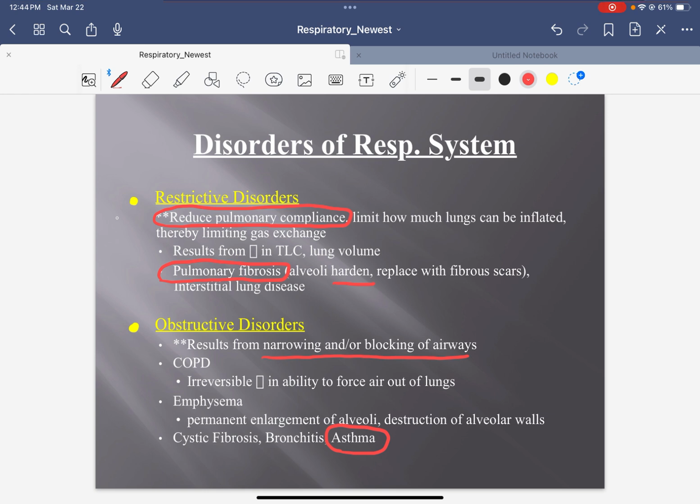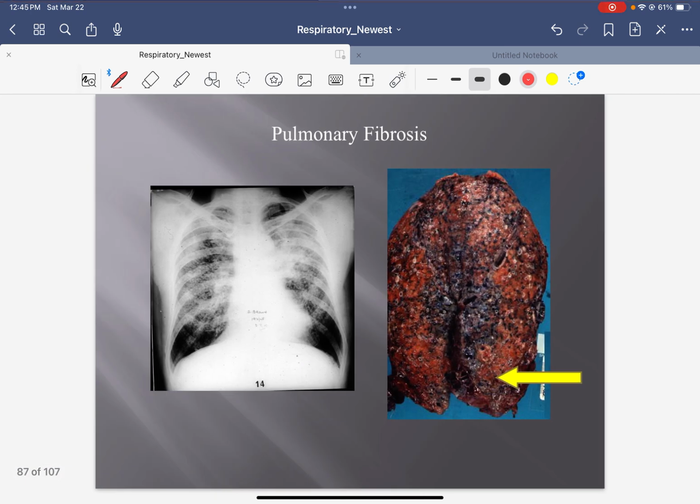It's too hard. So in a restrictive disorder, you might get the proper amount of air to the alveoli. In a restrictive disorder, the airways are not necessarily obstructed. So I may be able to get all the air that I'm supposed to my alveoli. But the problem in a restrictive disorder is that the alveoli can't expand and recoil. So be able to define each and give one example. You can see on an x-ray that scarring. If the alveolar membrane is hard and cracked, of course it's not going to be able to expand and recoil.